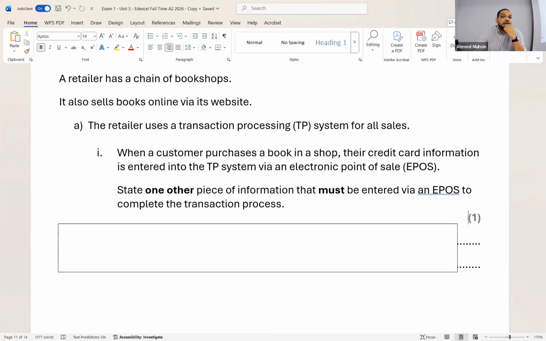OTP is entered where? OTP is not entered on the EPOS system, right? Yes. In the bank's payment gateway. I never thought of it that way. When you shop on Daraz and you enter your card details, what do they say? Once you click on submit, what do they say? Do not refresh the web browser, do not close the web browser. And they say, redirecting you to Sampath Bank payment gateway. You are put onto Sampath Bank's network.